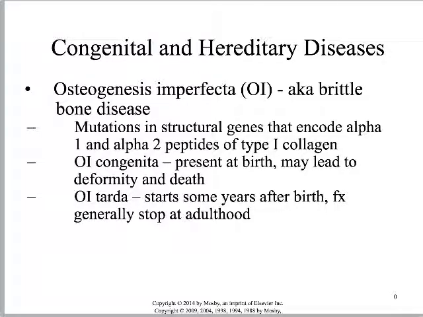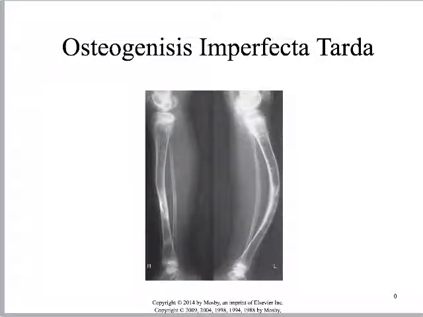So here's an example of what we're talking about here. So this is a tib-fib radiograph showing bowed lower extremities. And this was recognized shortly after the child began to walk.